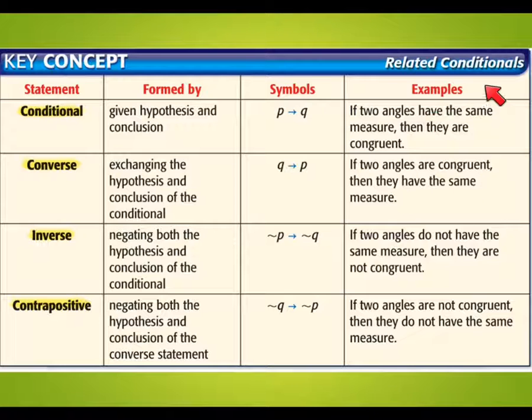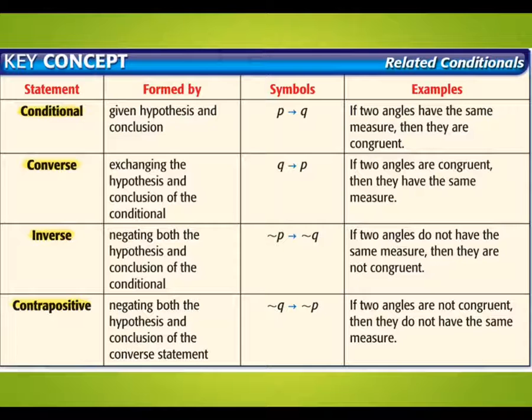If two angles have the same measure, they're congruent. That's true. If two angles are congruent, they have the same measure. That's true. If two angles do not have the same measure, then they are not congruent. That's true. If two angles are not congruent, then they do not have the same measure. It's also true. So in this case, all four of these, the conditional, the converse, the inverse, and the contrapositive are all true.